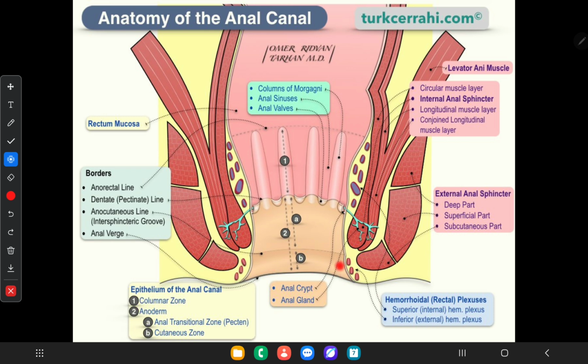Now let's see the anal musculature. The musculature of the anal canal is divided into 4 groups: internal sphincter, external sphincter, then anorectal ring, and the longitudinal muscle layer. This is the longitudinal muscle layer. You cannot see the anorectal ring here in this diagram.